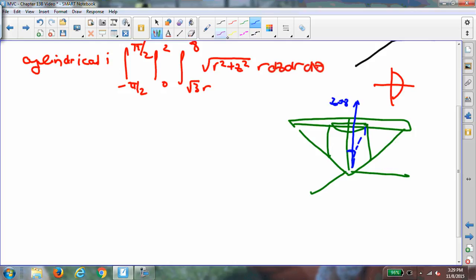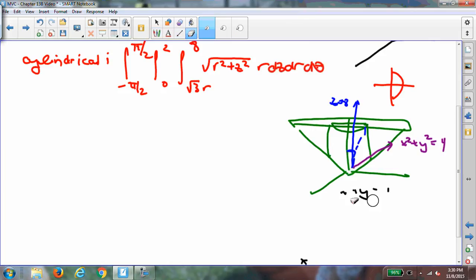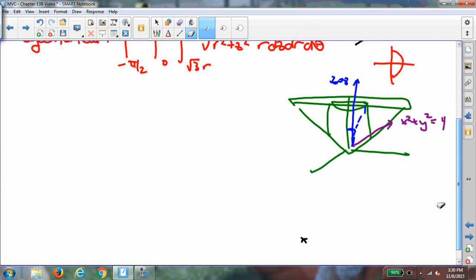But these values of phi over here are bounded by the equation x squared plus y squared equals 4. So I need to figure out the value of phi where those two happen. And the value of phi where those two happen are the intersection of x squared plus y squared equals 4. Actually, I could do this with a triangle. Let's do that instead. So imagine this triangle.